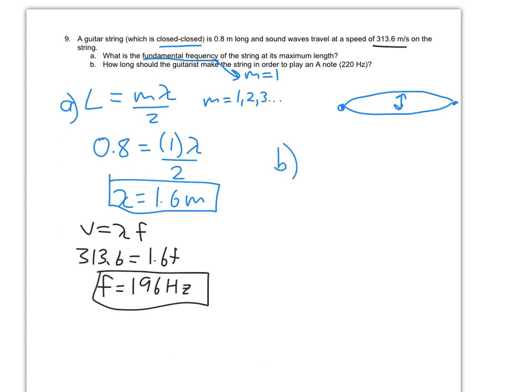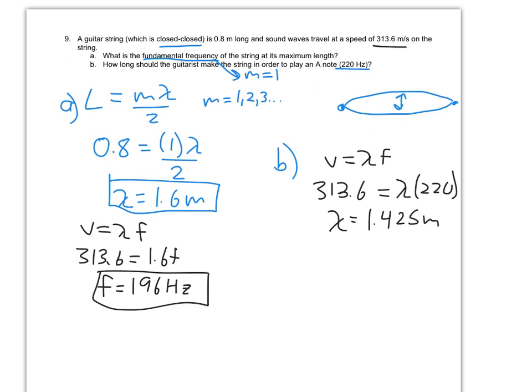For part B, we want to know what length we need in order to play this note here of 220 hertz. So I'm actually going to start with my velocity equals wavelength times frequency equation. Our speed is still the same because even though we might be changing the frequency, we haven't changed the medium, and that's what's key in order to change the speed. We don't know our wavelength now, but we do know our frequency is 220 hertz, and so we find that our wavelength in this case will be 1.425 meters.